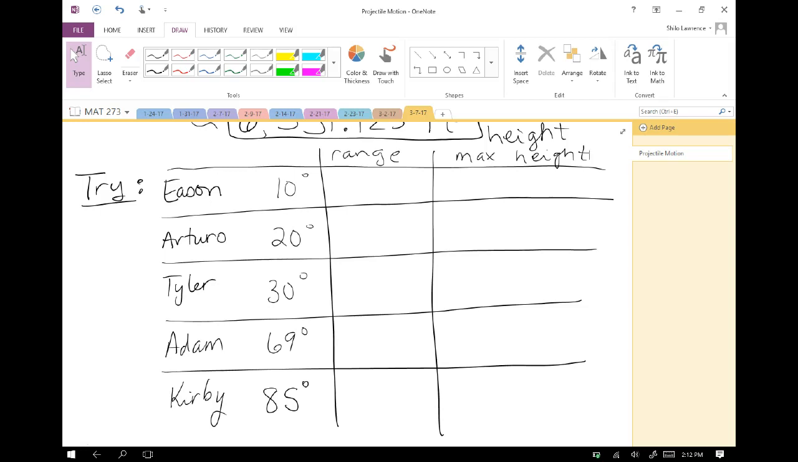Nearest whole number would be fine. For times, probably keep it a tenth. But for the heights and the range, you can probably go to the nearest whole number, because they're probably going to be really big numbers.